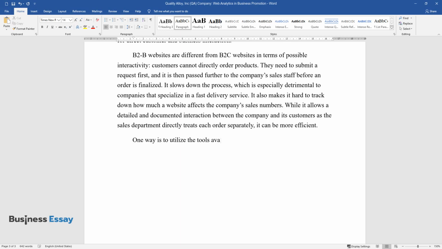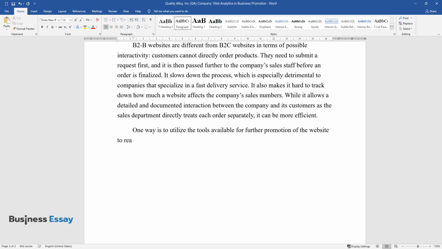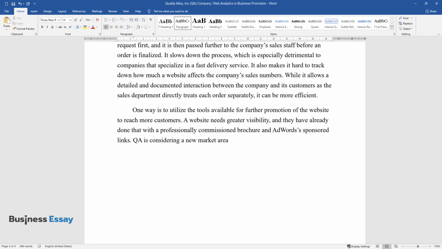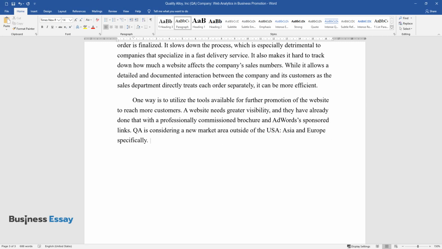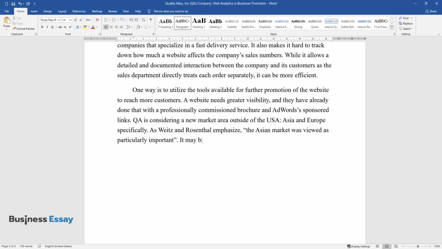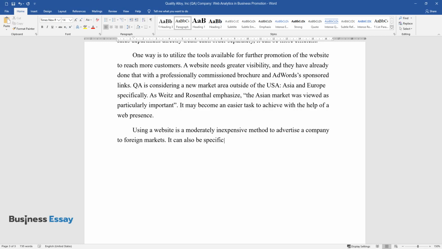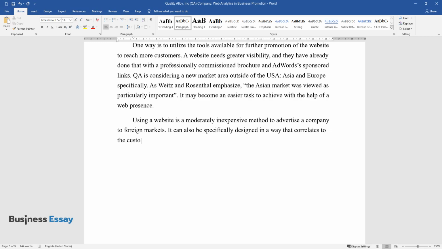One way is to utilize the tools available for further promotion of the website to reach more customers. A website needs greater visibility, and they have already done that with a professionally commissioned brochure and AdWords' sponsored links. QA is considering a new market area outside of the USA, Asia and Europe specifically. As Weitz and Rosenthal emphasize, the Asian market was viewed as particularly important. It may become an easier task to achieve with the help of a web presence. Using a website is a moderately inexpensive method to advertise a company to foreign markets. It can also be specifically designed in a way that correlates to the customer's country of residence, thus made accessible to various countries.